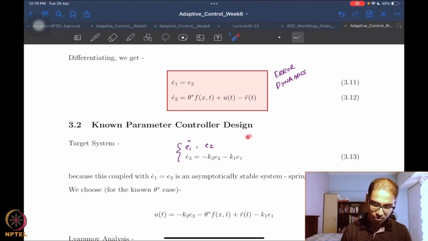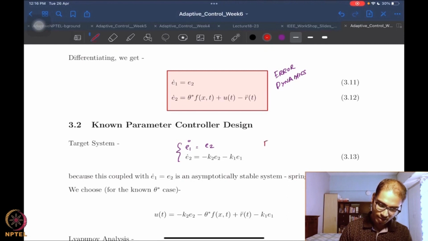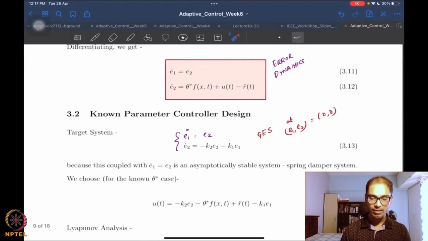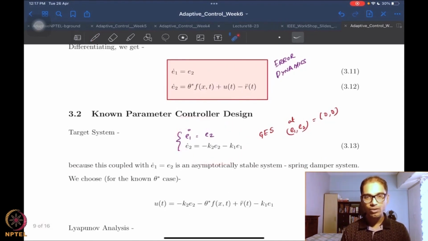Okay. Now, why do we choose this? This is a system that we have analyzed even before using Barbalat's lemma and strict Lyapunov construction and so on and so forth. So we know, and just by computing the eigenvalues of the system also, it's a linear system, I can very easily conclude that this system is in fact globally exponentially stable at E1, E2 equal to 0, 0. This is a globally exponentially stable system at the origin. And that is why we choose this as a target system.